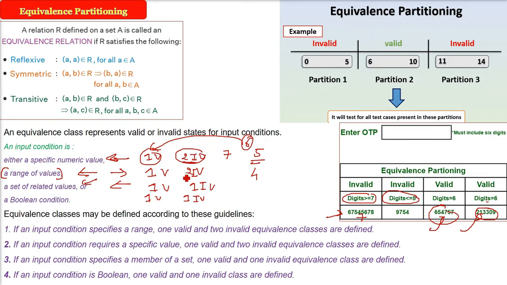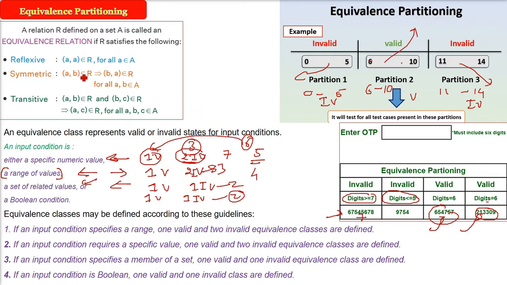Now coming to the other example, for example 6 to 10 is valid. So 0 to 5 can be invalid and 11 to 14 is also invalid. This is how we take the equivalence partition classes. The important part is we will combine boundary value analysis, BVA, with this, and that will create more promising test cases. So this is the equivalence partitioning test case design. How many valid and invalid test cases do we have to make? Valid and invalid, both are test cases.